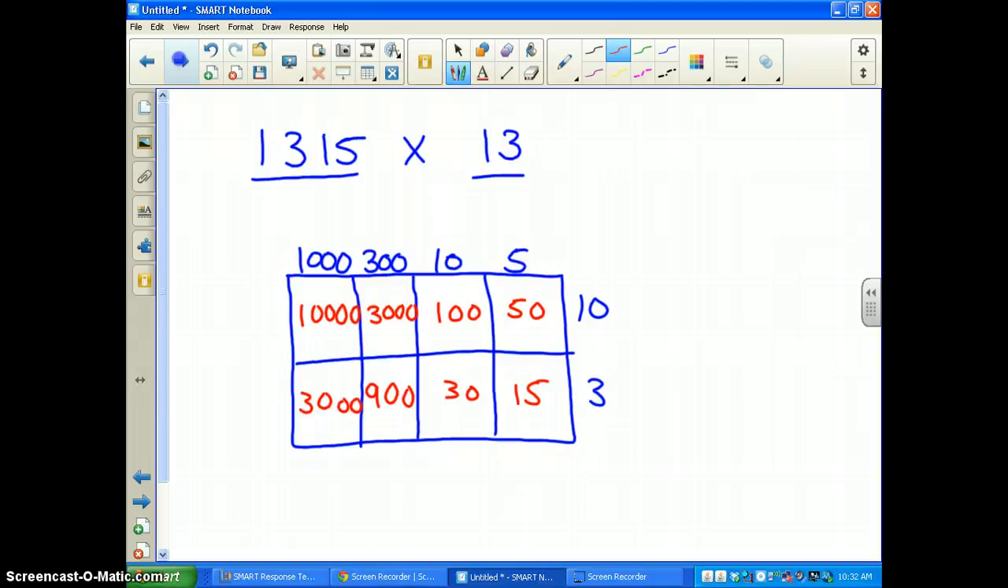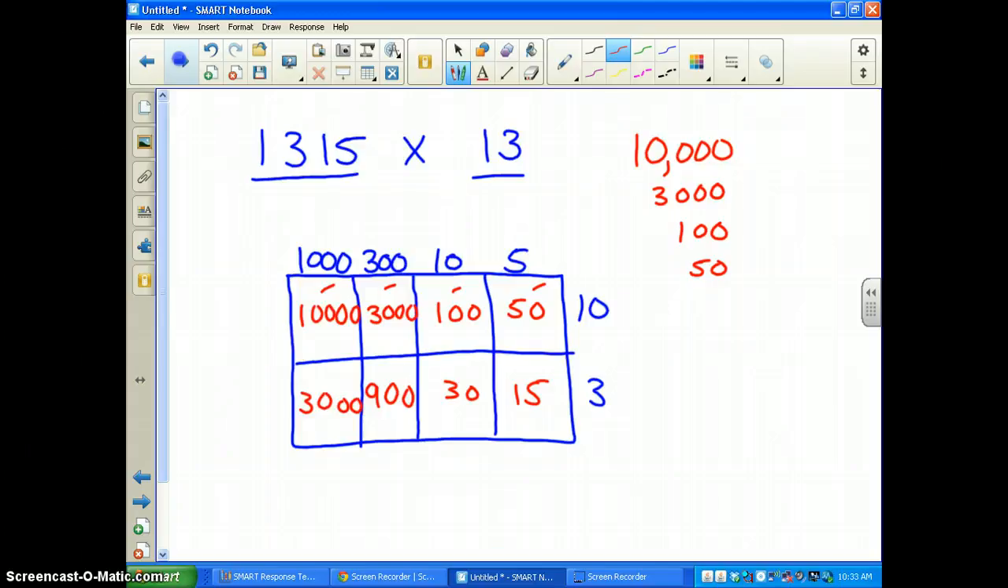Now, as you're probably looking at this, you're probably asking yourself, wow, that's a lot to add. So let's go. 10,000. We'll add the 3,000 here. We'll add, so we got that one, we got that one. We got 150.